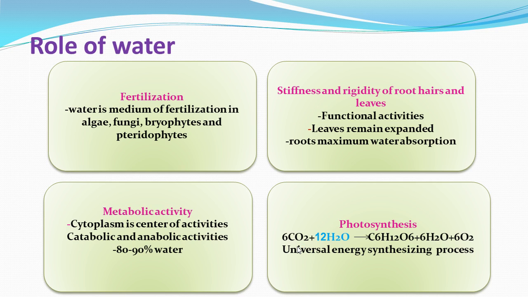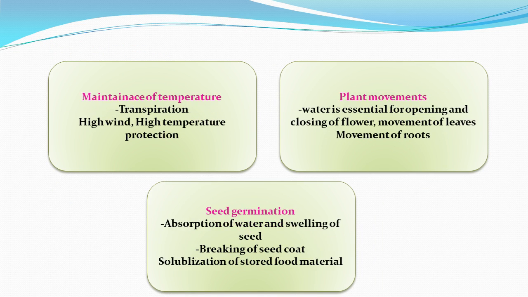Next, water is important to maintain the temperature of the plant body. We know that when there is high temperature and high wind velocity, the plants tend toward transpiration, and this transpiration is important to maintain the temperature of the plant. And we know what transpiration is: the evolution of water molecules in the form of vapor from the stomata. So again, in order to maintain the temperature of the plant body, water molecules are required in the process of transpiration.